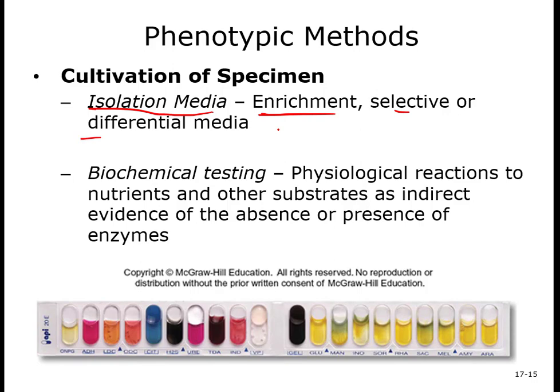And then the last phenotypic method is biochemical testing, which basically we're looking for the presence or absence of certain enzymes. Most commonly, we're looking for catalase, so that we can differentiate between staph or strep, for example.